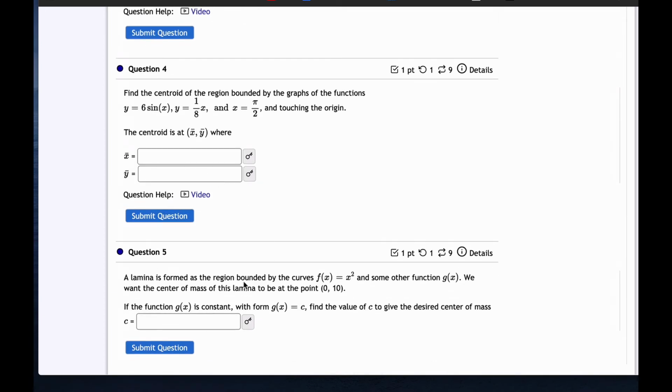And then question 5, you can try it if you want or you can skip it. It is definitely not something you need to be able to do for this class, but it's related to this topic and I thought it was kind of interesting. So if you want to figure it out, you can.